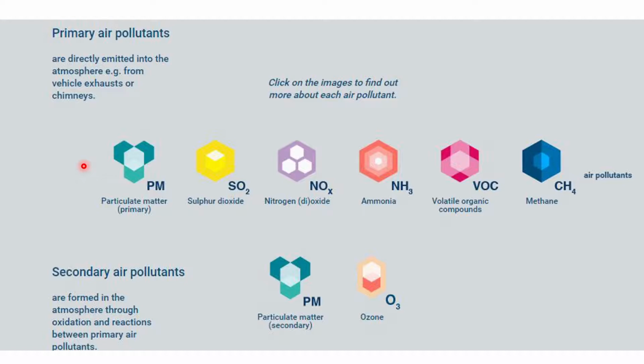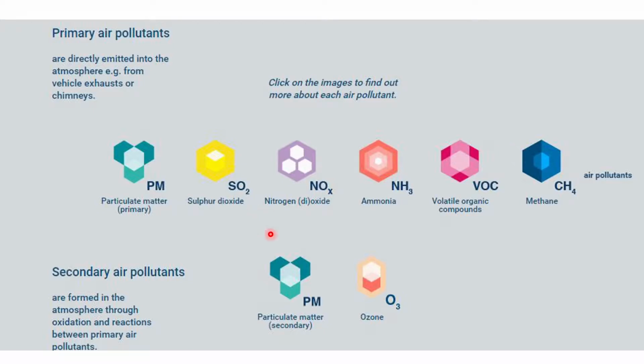They come mostly from vehicle exhaust, and also from chemical production. First is particulate matter, the small pieces like dust, which can come from the rubber of vehicles and from internal combustion engines. Then second is sulfur dioxide, then nitrogen oxide, ammonia, volatile organic compounds, mostly carbon monoxide, and also methane.